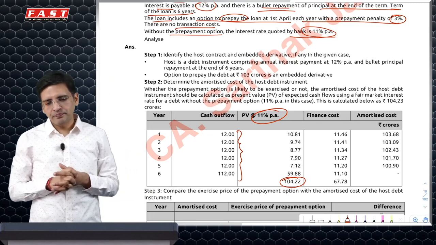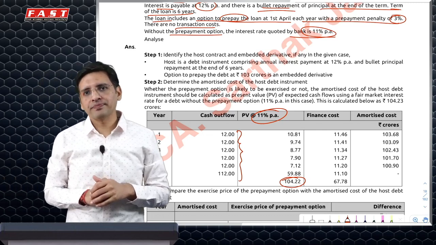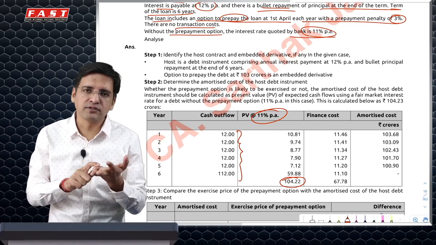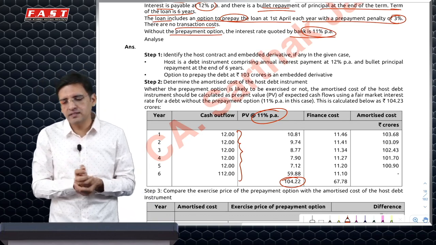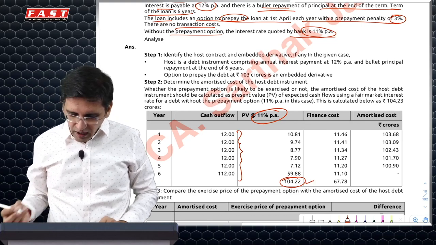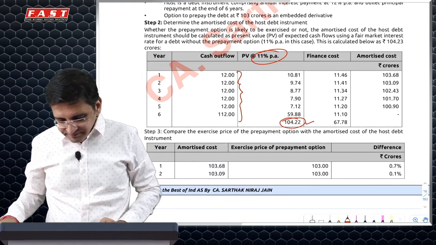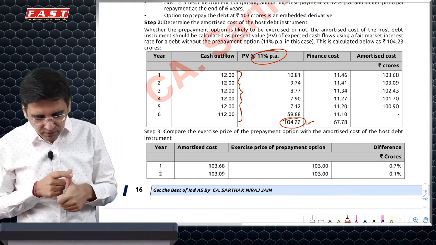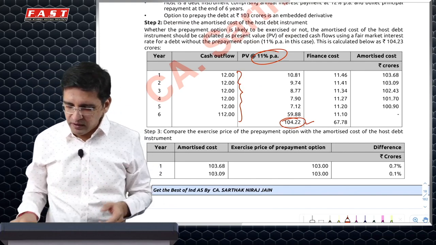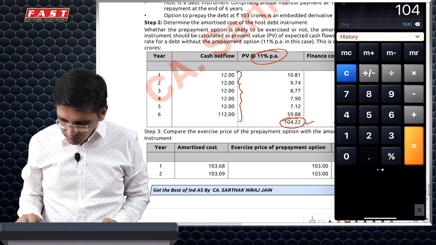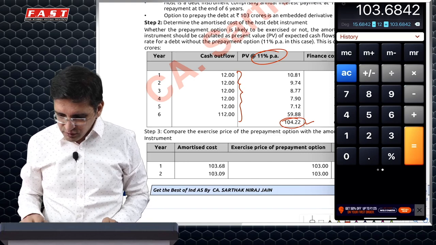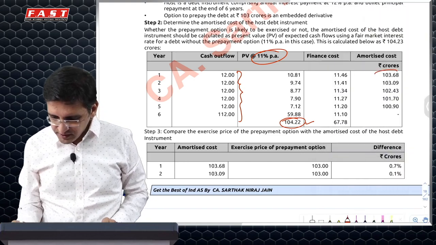That's the logic. Whether I have to do split accounting or not depends on one of the conditions: that the derivative essentially changes the cash flows of the contract significantly. Now let's check whether that is happening or not. If I had got a loan of 104.22, how would I have accounted for it? I would have recognized that 104.22, then 11% interest, and then I would have paid 12. So what would have been my amortized cost? 104.22 into 1.11 minus 12. My amortized cost would have been 103.68 at the end of the first year.